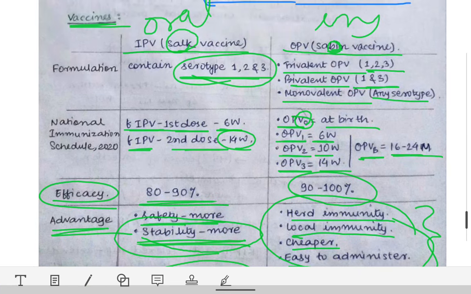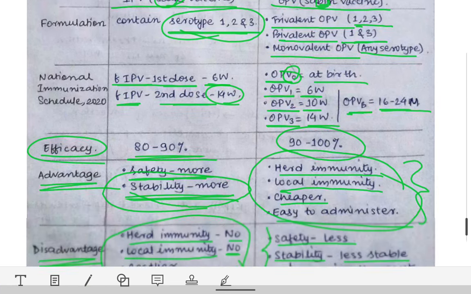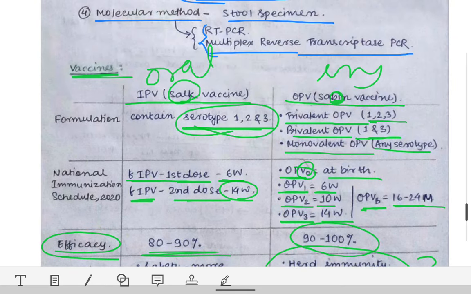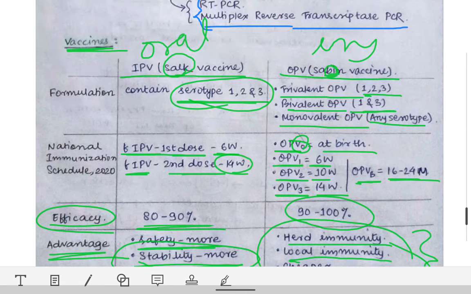This difference of the IPV and OPV is very important from exam point of view. Rather, sometimes the difference is asked in long questions, in the structured long questions. And also the pathogenesis and mode of transmission of the polioviruses are important. These are asked sometimes in the community exams, in the university exams.